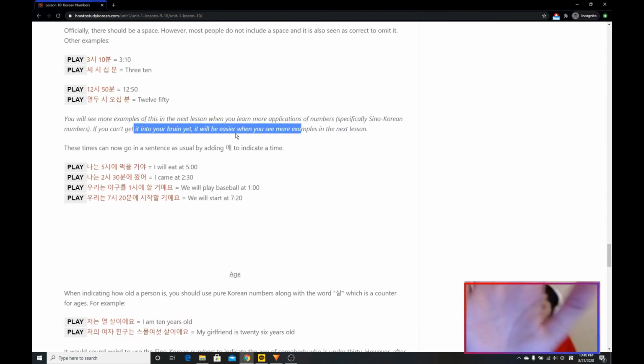Why is my camera like this today? It's very blurry for some reason. It's never done that to me before.